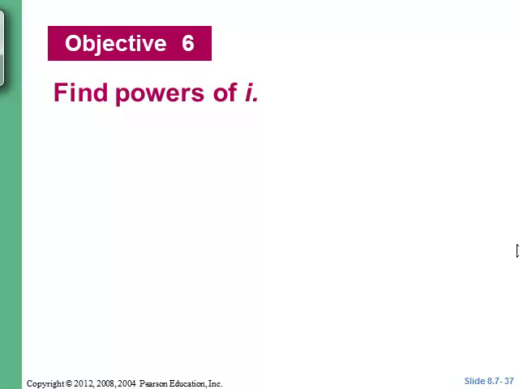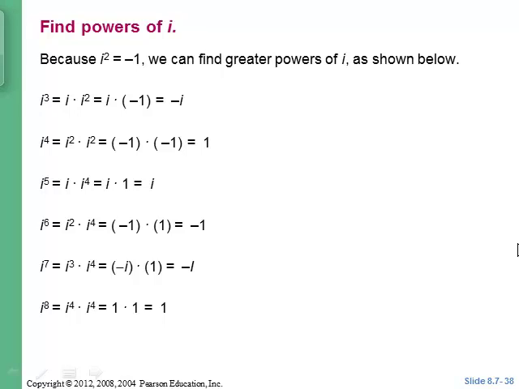All right, next one. Powers of i. This is kind of easy if you think about it. i squared is negative 1. i cubed is negative i. i to the 4th is positive 1. i to the 5th is i.